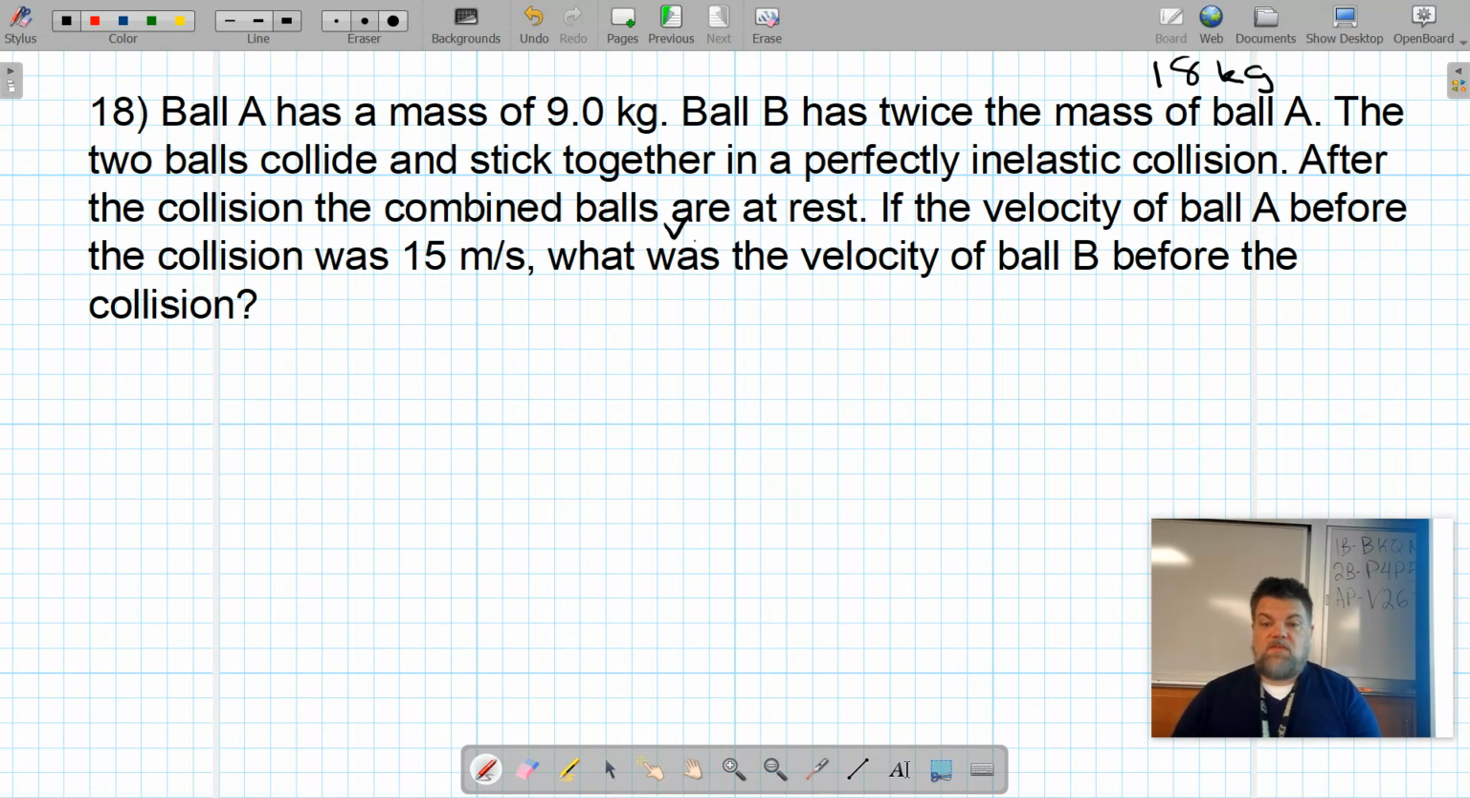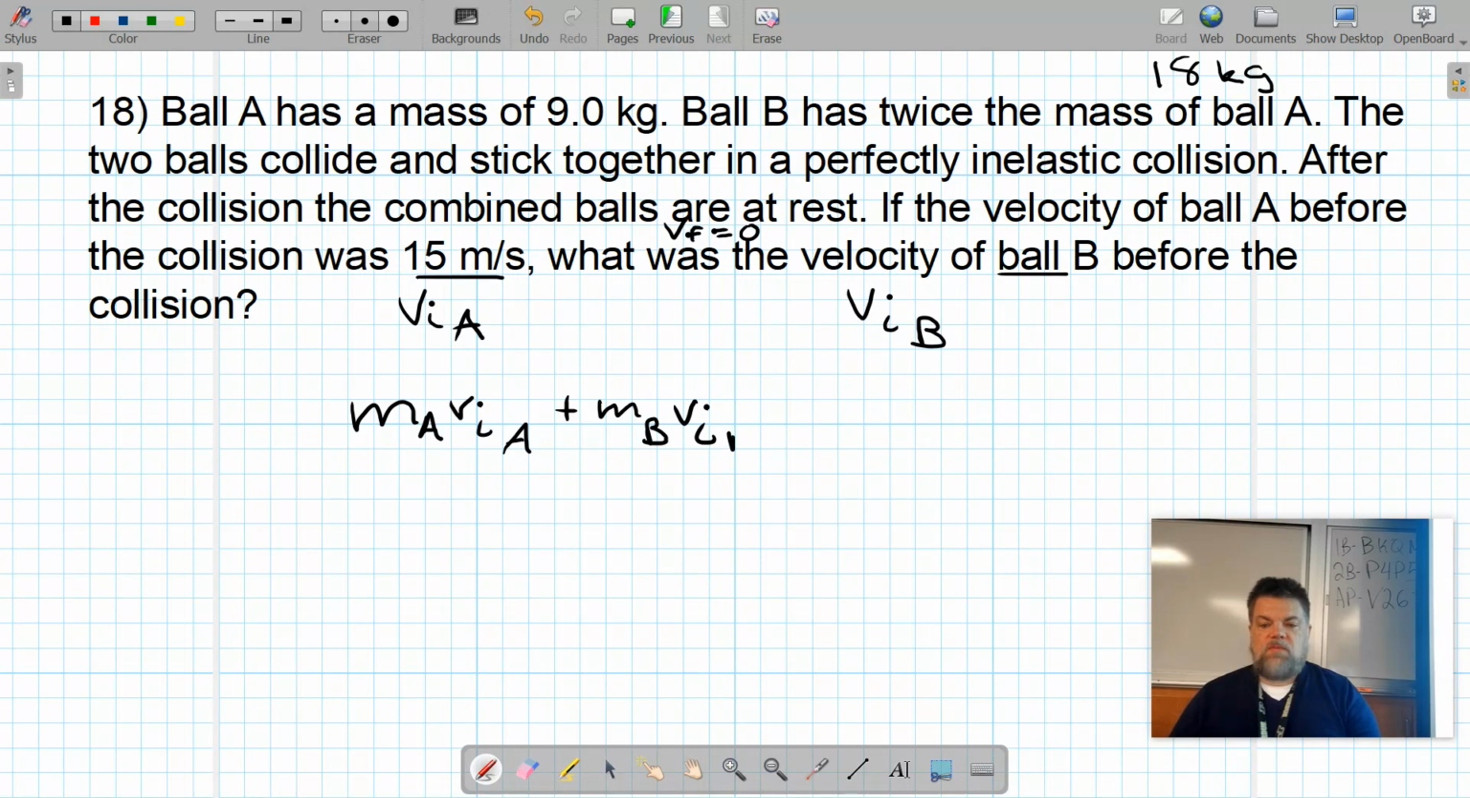Ooh, that means that V final equals 0. If the initial velocity of A before the collision was this, what is the initial velocity of B? So we need V initial of B. This is V initial of A. So it's still a conservation of momentum, right? So I'm going to have the mass of A times V initial of A plus the mass of B times V initial of B.